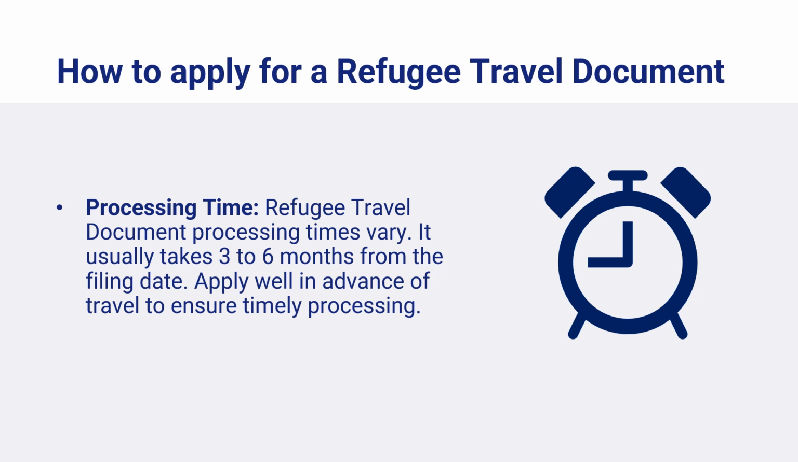Refugee Travel Document processing times vary. It usually takes 3 to 6 months from the filing date. However, this estimate may change based on many factors. Apply well in advance of your trip to ensure timely processing. If you have urgent travel plans, contact United States Citizenship and Immigration Services or an immigration attorney for guidance.